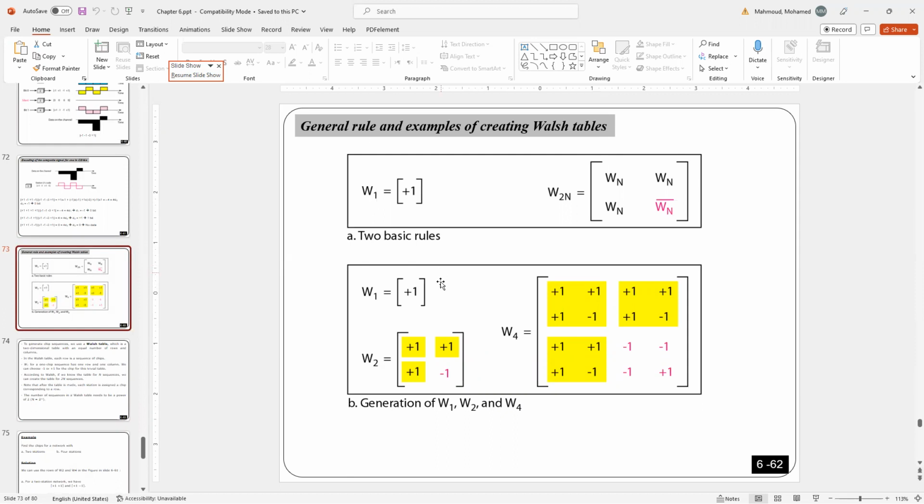So this one is used if you have 2 computers because you have 2 chips. Here, how many chips do you have? 1, 2, 3, 4. You have 4 computers. So from this one, you can easily create W8, right? After W4, W8, using what I explained.